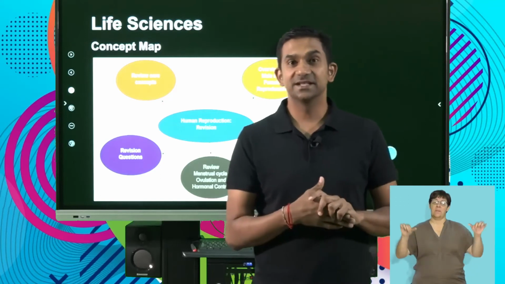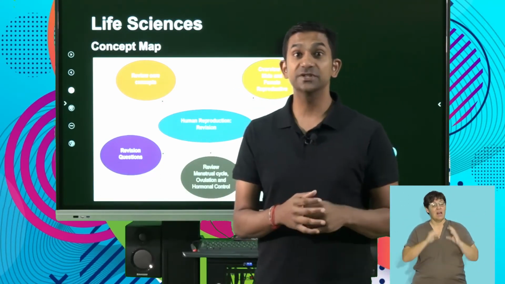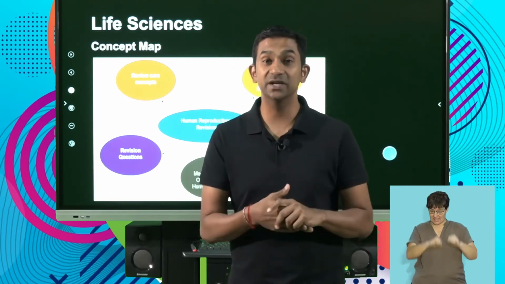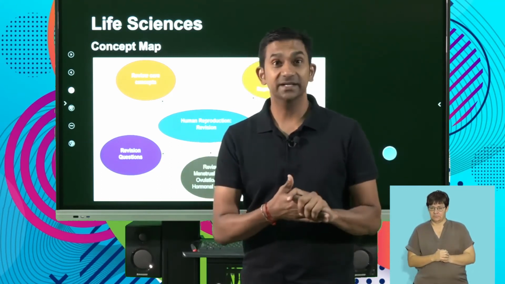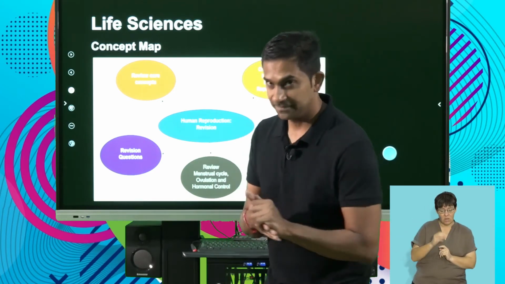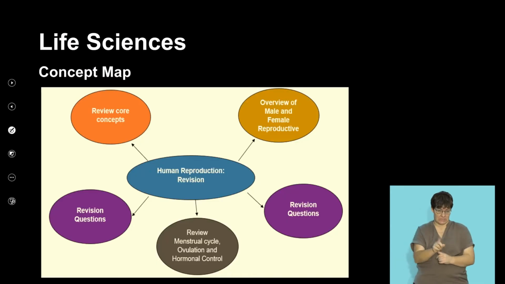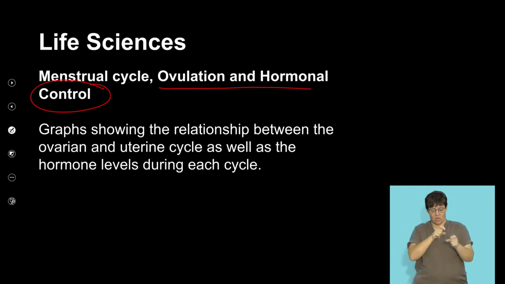Welcome back, life science learners, to the next part of our lesson today. In our lesson, we're going to continue focusing on revision of the human reproductive system. In this segment, we're going to focus on the menstrual cycle and ovulation and the hormones associated with that. Let's look at the menstrual cycle and ovulation and the hormones that are responsible for controlling these processes.